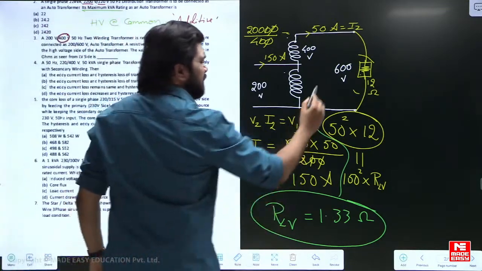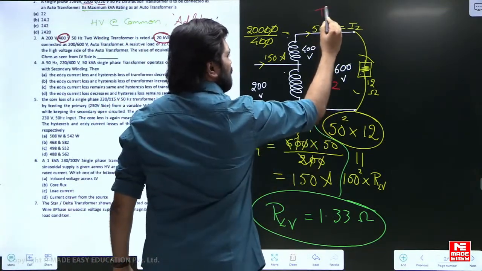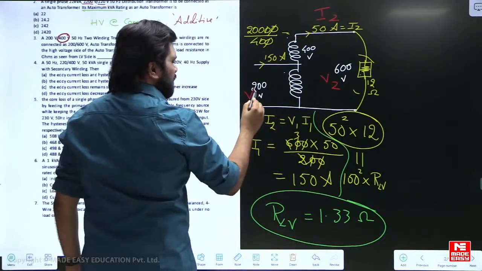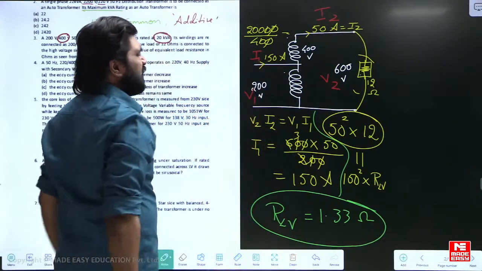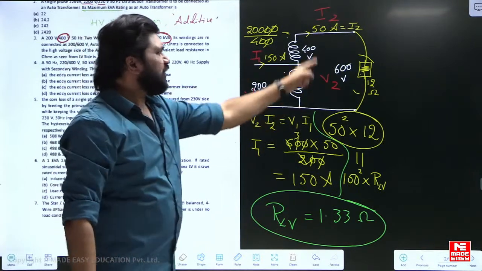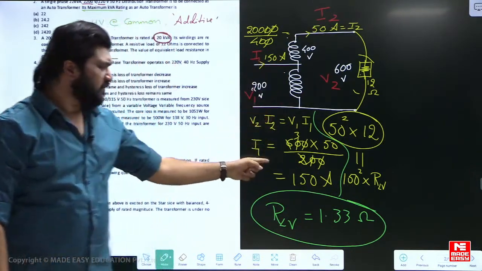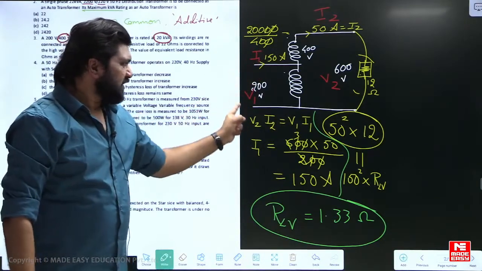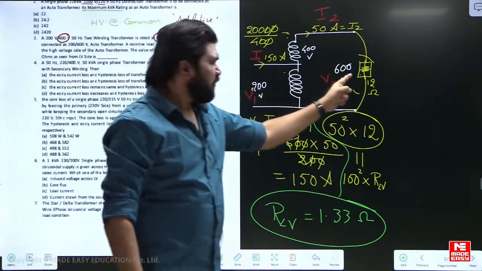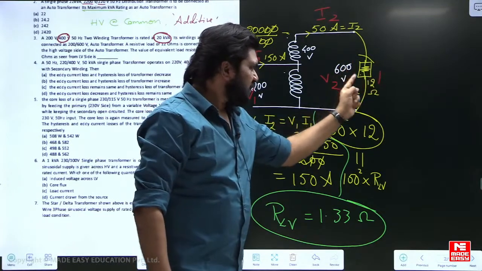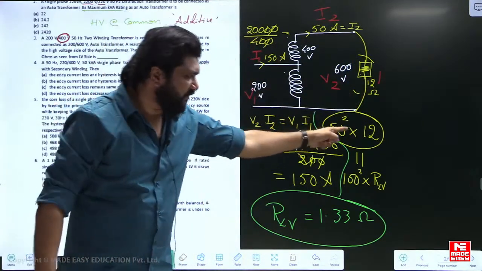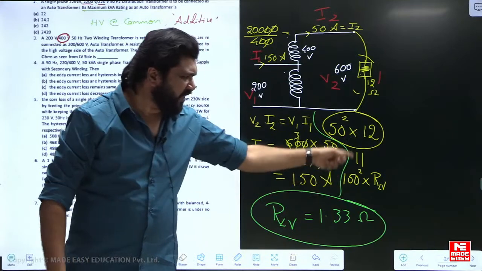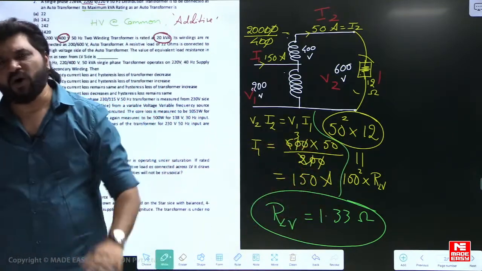And this is V2, this is I2, this is V1, this is I1. If you want I1, you can calculate using the V2 I2 is equal to V1 I1 concept. From that I got I1. So I1 square, if this is the low voltage side and this is the high voltage side, the impact of resistance should be the same on both sides. Like that I have equated. That's one way you can simply calculate, or you can use K or multiply by K square.